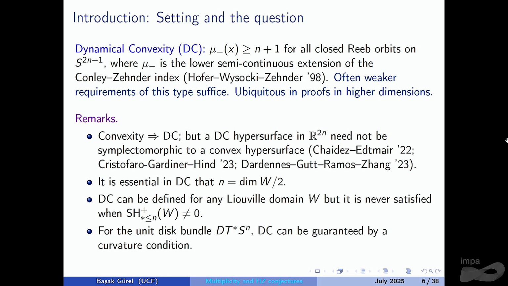And then if one wants to think of this in the context of some other situations, some other manifolds, one should keep in mind that you can define it, but you will never satisfy the condition unless this homology, positive symplectic homology, is 0. Okay? And then finally, you can make sense of it for unit disk bundles, cotangent bundles. Then it can also be phrased as a curvature condition. So this is the dynamical convexity.